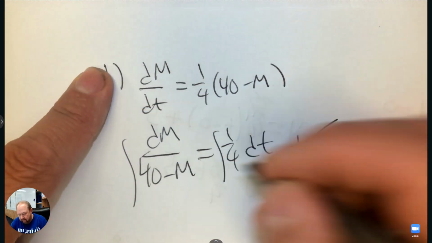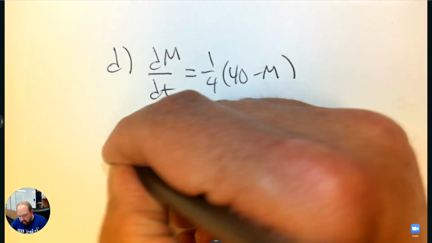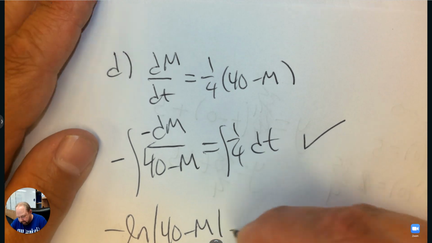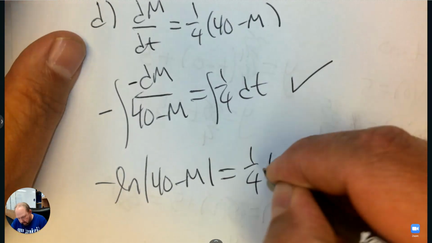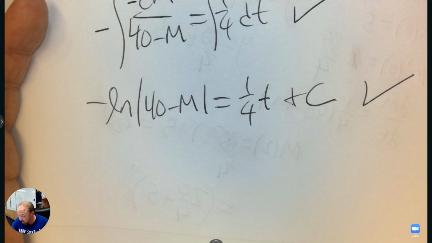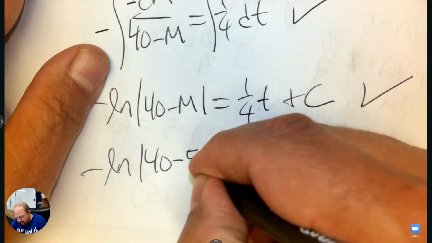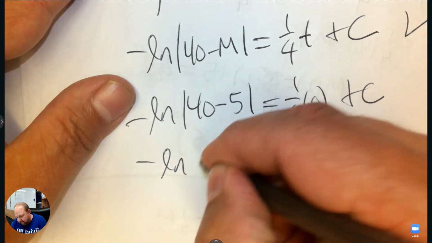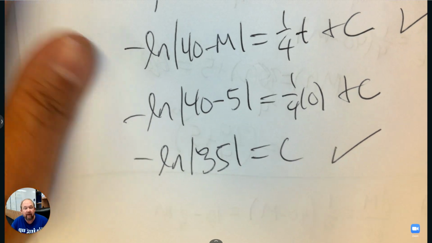I'm going to integrate this. This is a logarithm. The derivative of the bottom is negative 1, so it needs to be negative, but that's it. So it's negative ln 40 minus m. The antiderivative of 1/4 dt is 1/4 t and then plus c. Then we're going to plug in the point, which is 0, 5. So m is 5 and t is 0, and I'm going to solve for c. So you can see that c is negative ln 35.